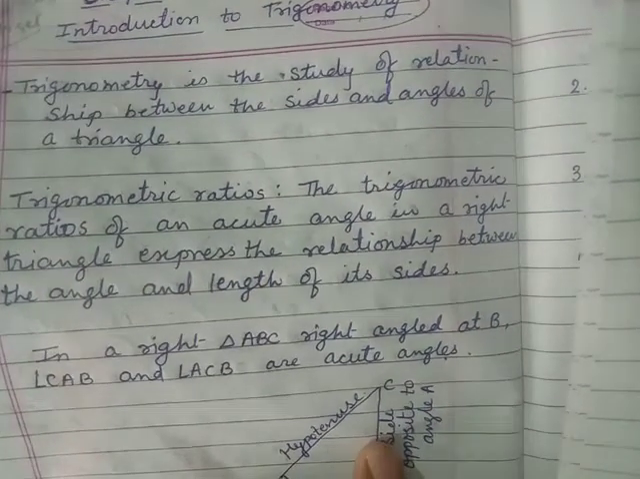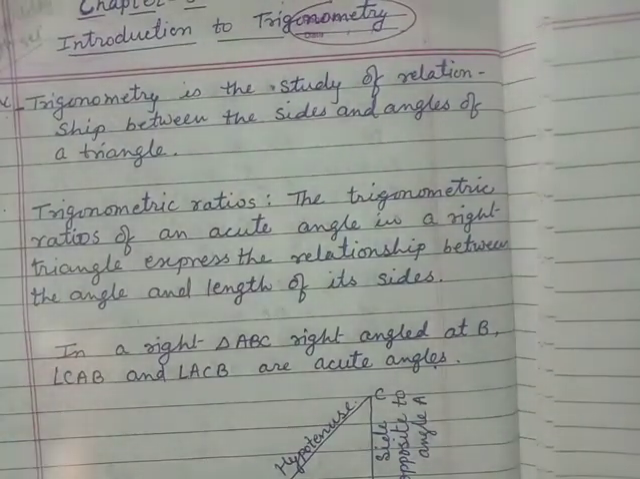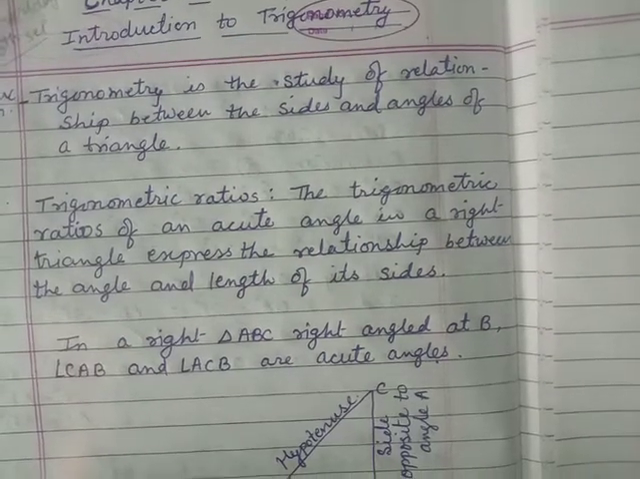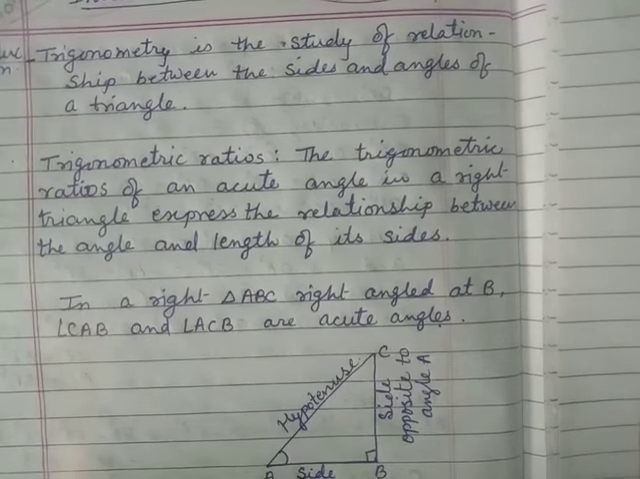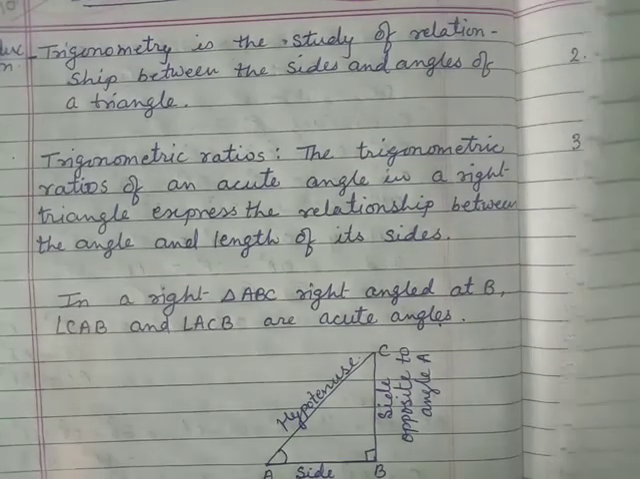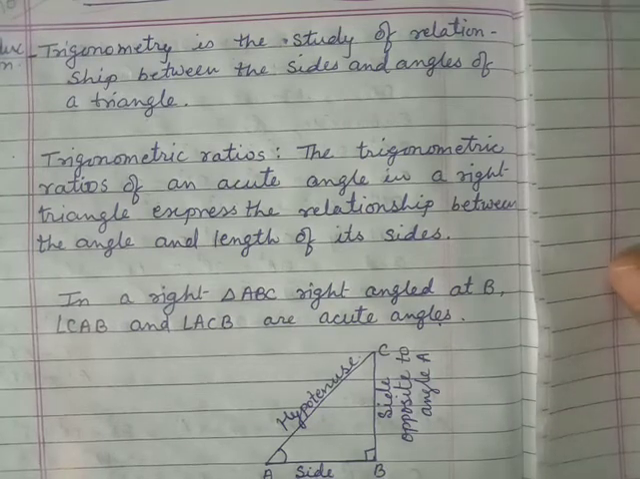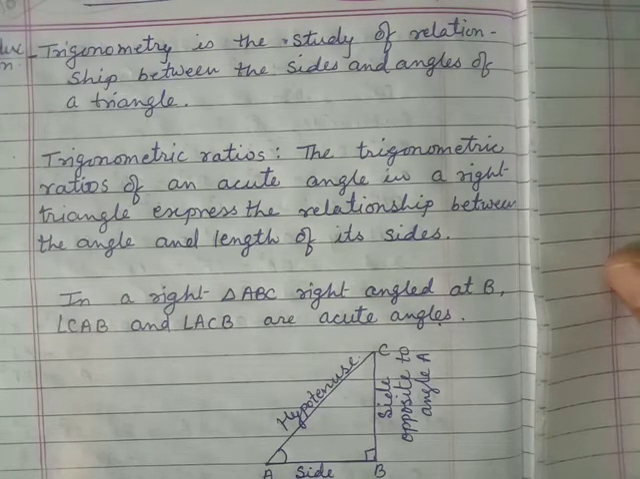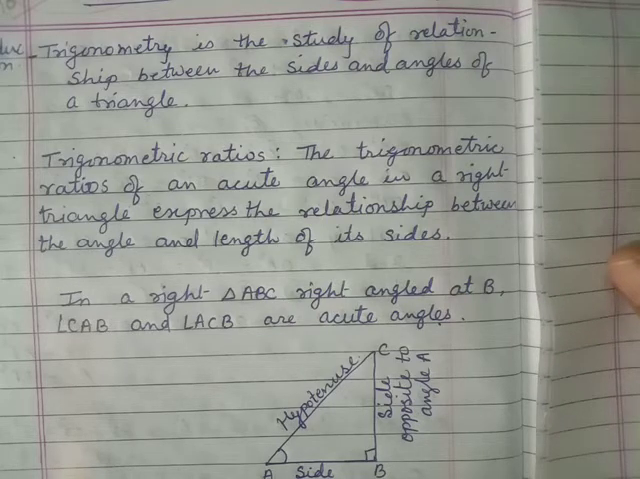Trigonometric ratios. The trigonometric ratios of an acute angle in a right triangle express the relationship between the angle and length of its side. Okay, what are trigonometric ratios? The trigonometric ratios of an acute angle in a right triangle express the relationship between the angle and length of its sides.